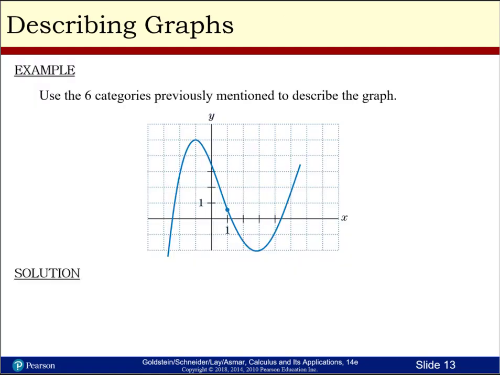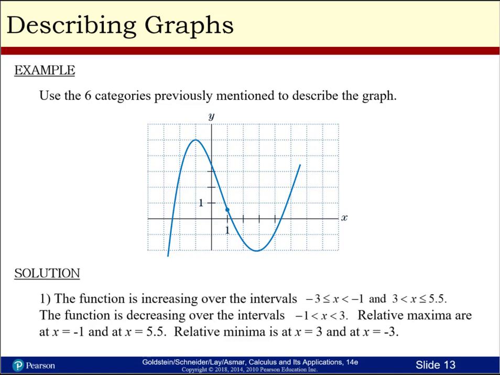So we're going to look at this graph. This is a graph that is just a little snip of a graph. It's increasing from x equal to about -3 all the way up until x is -1, then it decreases until x is 3, and then it goes back to increasing when x is 3, and it looks like it stops right about 5.5. So that's just a little description there.